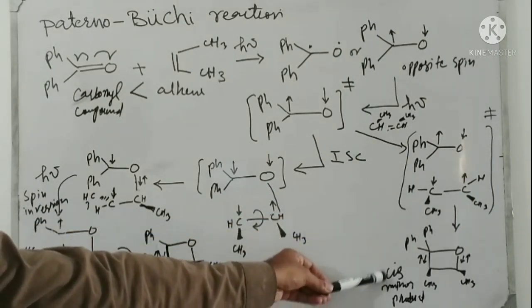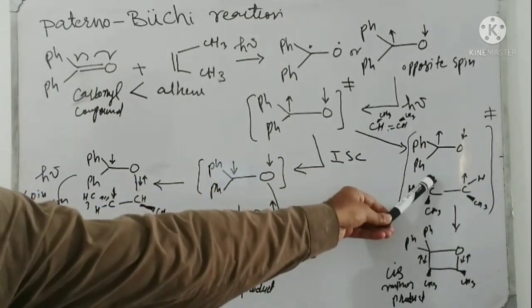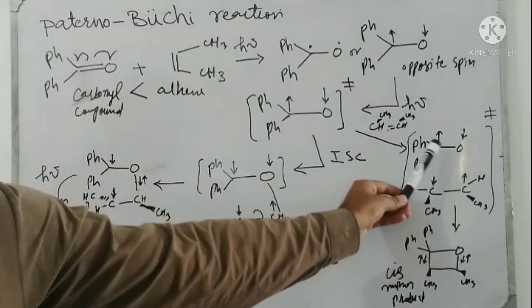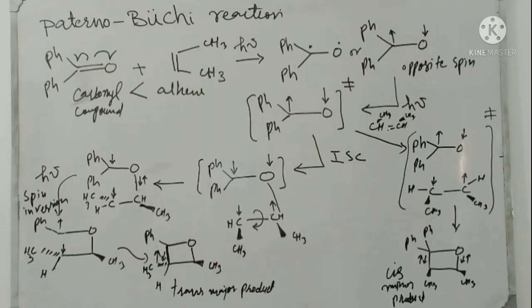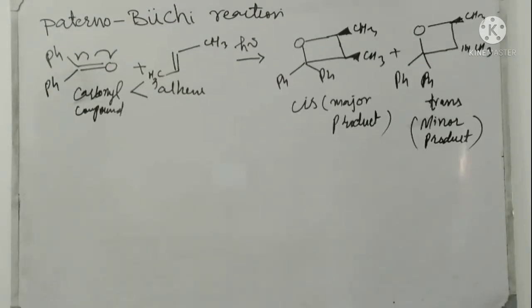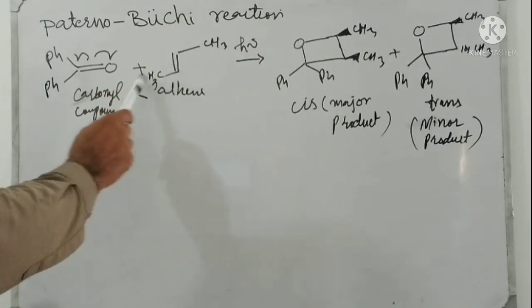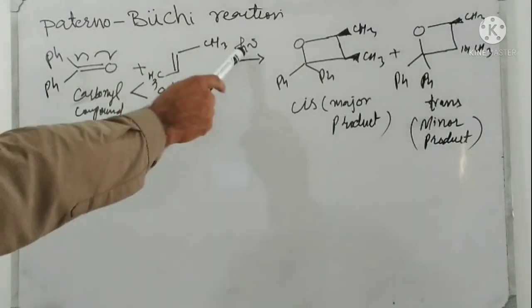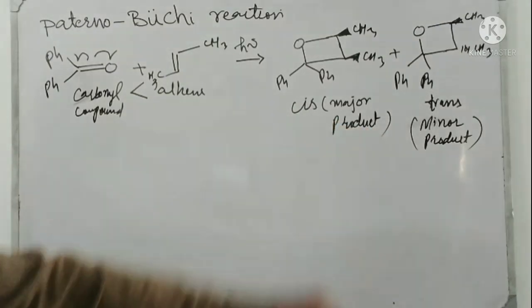When cis is the major product, here you can see this transition state. Photochemically, when both the electrons have opposite spin, we can make cis as the minor product here. So this is when the alkene is trans. Here again this alkene has trans methyl groups. So the energy of the alkene is greater than the carbonyl compound, and in the presence of light, when the alkene is trans, cis is the major product, whereas trans is the minor product.